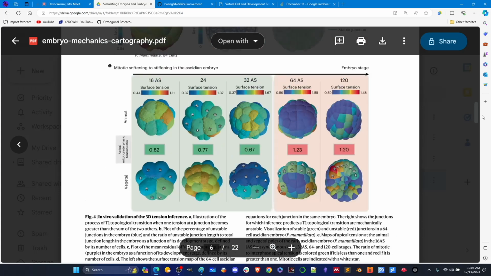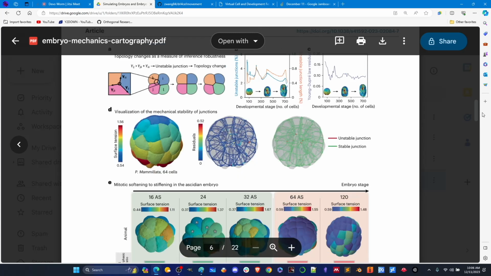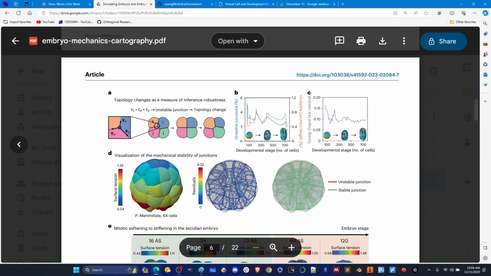Let's see if they have like a comparison. I would just say surface tension is important. Yeah, yeah, for sure.